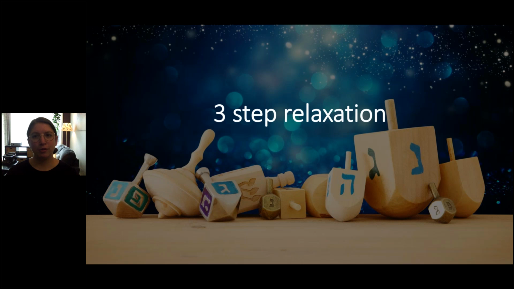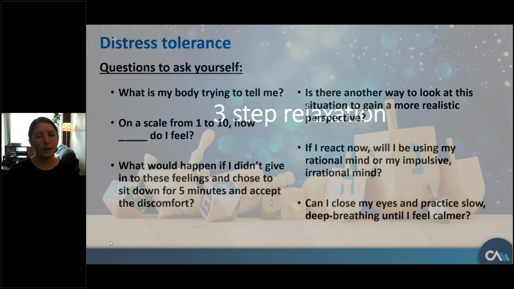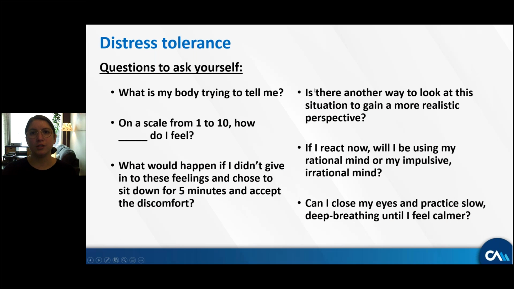What I like about things like this is you can do it right away. No one knows you're doing it. You can do it as often as you need to. And even just doing that allows us to check in with our physical body. How much tension am I holding right now? And can I try to do some physical regulation for that? Because what we're talking about is distress tolerance.